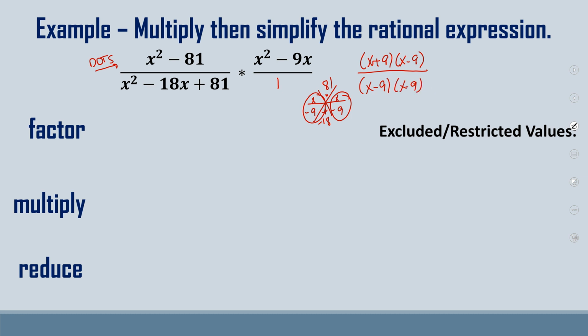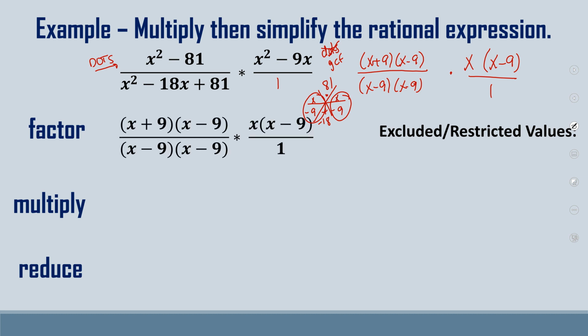Okay, cool. In the next expression, it's two terms, so I'm going to look for difference of two squares. That's not going to work because I can't take the square root of the 9x part, so I should go back and do a GCF. It has a GCF of an x multiplied by an x minus 9, and again, put that over a 1. Okay, so here's all of my factors together.